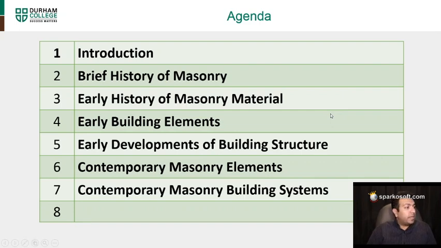In this part, we'll have an introduction and a brief history of masonry. We're going to talk about early history of masonry material, early building elements, early developments of building structure, contemporary masonry elements, and contemporary masonry building systems. There are going to be a lot of terminologies and a lot of pictures, so this should be interesting. So let's get to it.